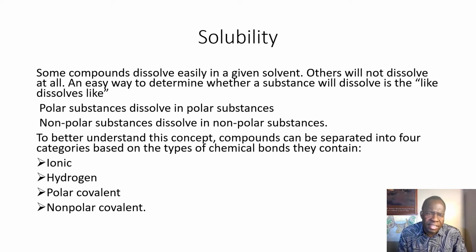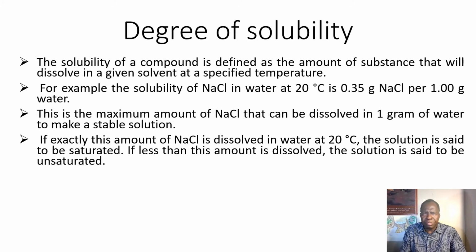To better understand this concept, compounds can be separated into four categories based on the type of chemical bonds they contain. We have ionic bonds, hydrogen bonds, covalent bonds, and non-polar covalent bonds. The solubility of a compound is defined as the amount of substance that will dissolve in a given solvent at a specific temperature.